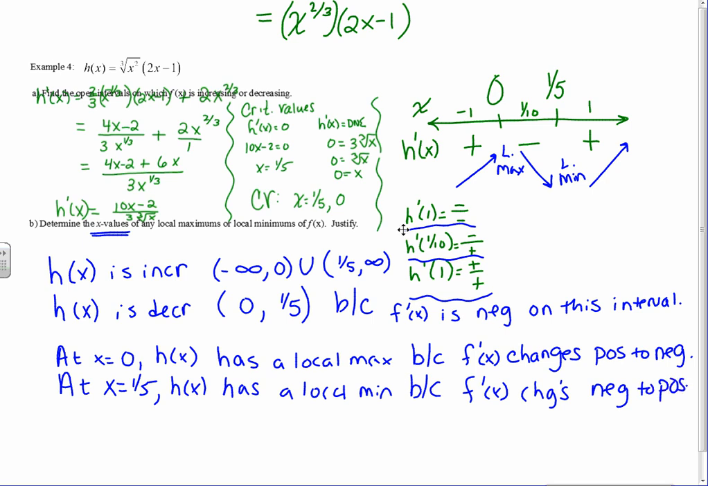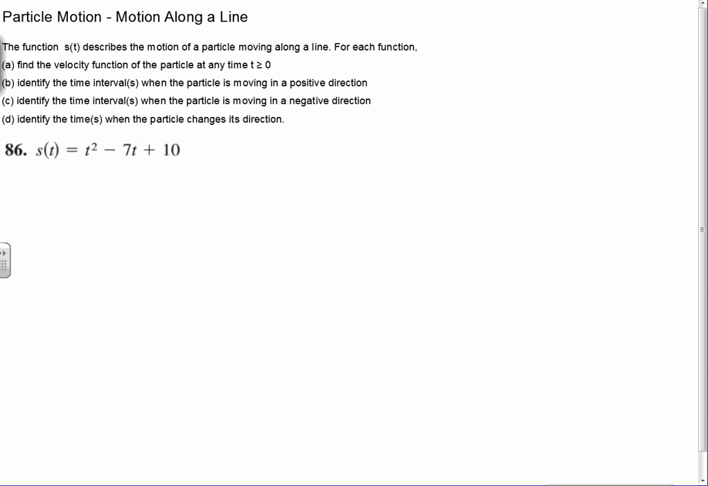Cool. All right. A little bit of different stuff coming up here. Particle motion, motion along a line. Let's think horizontal line on this one. So we're given a function s of t, the position function, that describes the motion of the particle moving along a line. For the function, find the velocity, identify the time intervals when it's moving in a positive direction, identify when it's moving in a negative direction, identify when it changes direction.